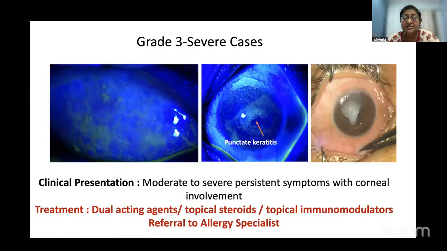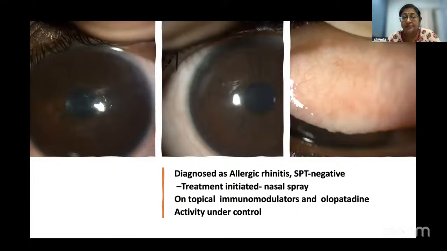Now, in these severe cases, in addition to whatever we have been using in the mild and moderate ones, the topical immunomodulators come into the picture, because here you have moderate to persistent symptoms and you are starting to have corneal involvement, so you're not able to get the patient off the topical steroids. So start the topical immunomodulator and yes, refer them to the allergy specialist. Now, as was done for him, he was diagnosed with allergic rhinitis and his skin prick test was negative. The allergist initiated a nasal spray along with the topical immunomodulator for his rhinitis treatment. The child is now very well, the disease is very well under control, and the child is comfortable.